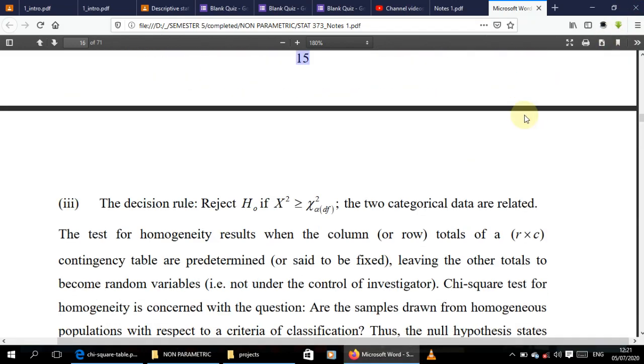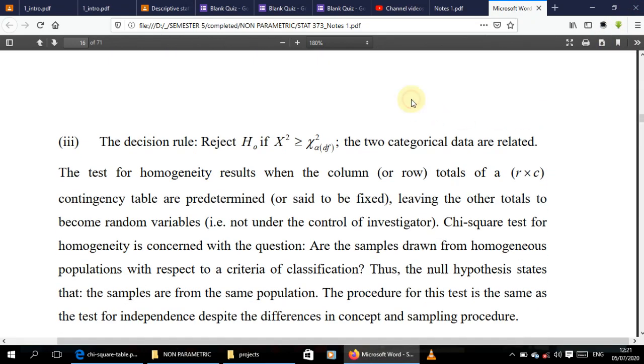So decision rule is the same thing. You reject the null hypothesis if chi-squared is greater than or equal to chi-squared alpha with the degrees of freedom. So take note of that too. So the two categorical data are related. When you reject the null hypothesis, you say they are related. It's the same as saying they are dependent or they are not independent.